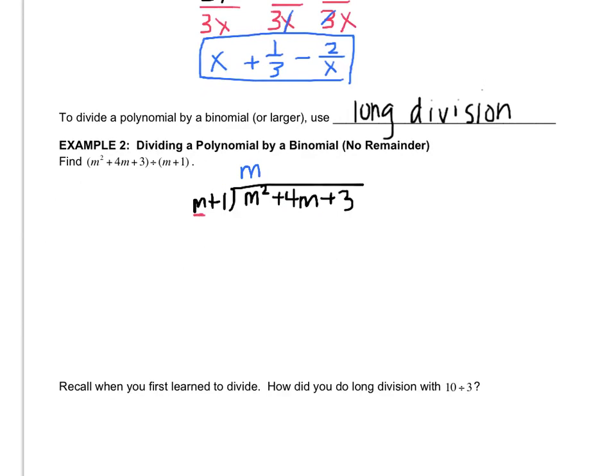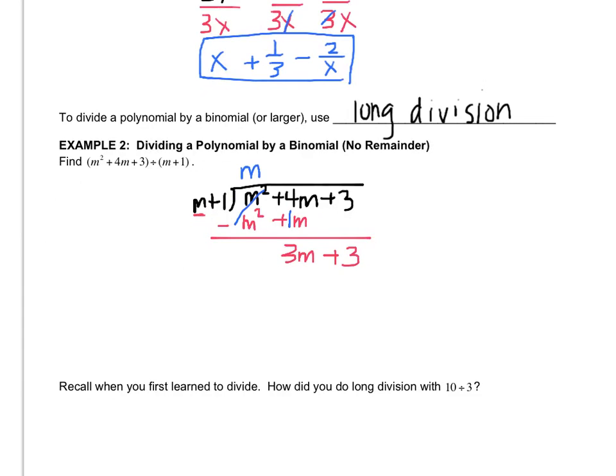So when you multiply, like you would normally do, m times m plus 1 gives you m squared plus m. And then you subtract. Be careful when you subtract. 4m minus 1m is 3m. And then you bring down the plus 3.